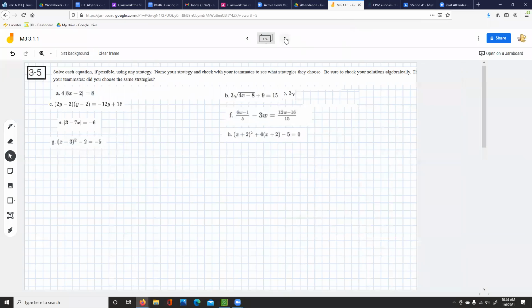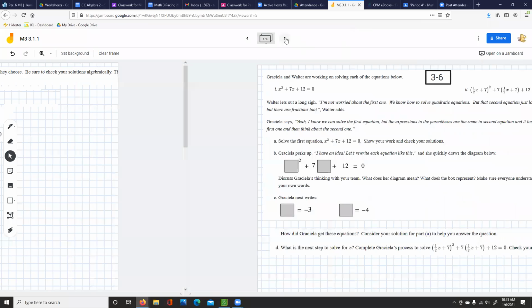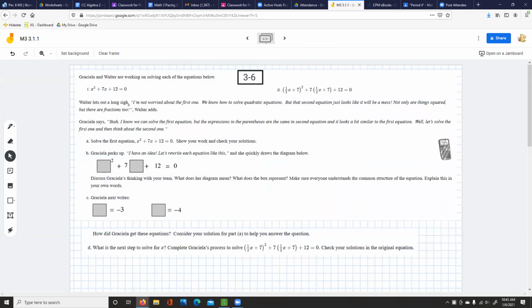And next. Okay. So let's copy down 1 and 2 here. Okay. So 1 says x squared plus 7x plus 12 equals 0. Okay. We could do this, right?